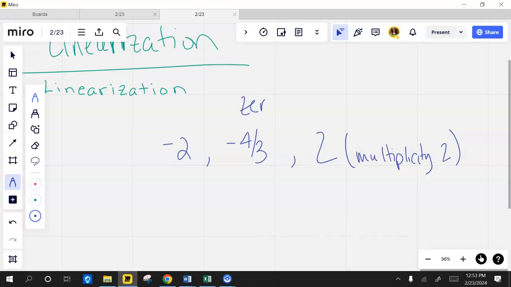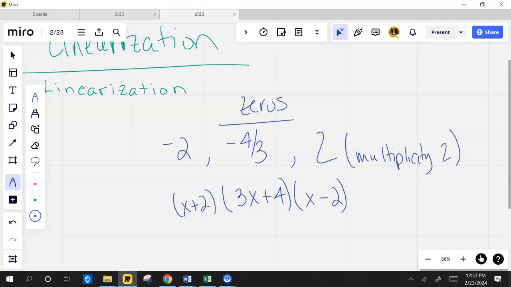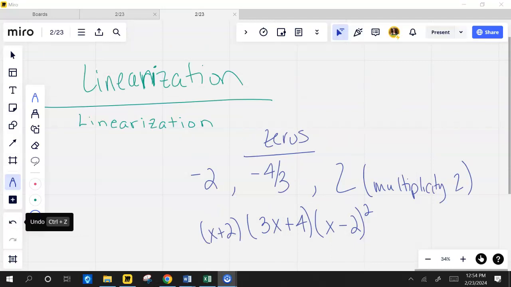These are zeros. Say it again, Kaylin. Yep. Look at you go. Okay.